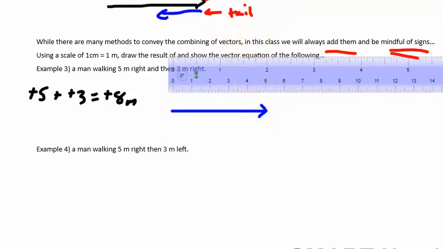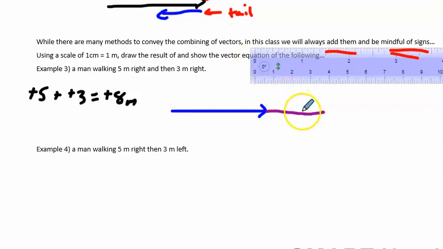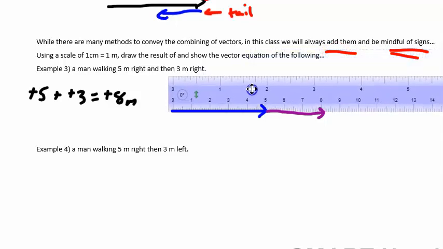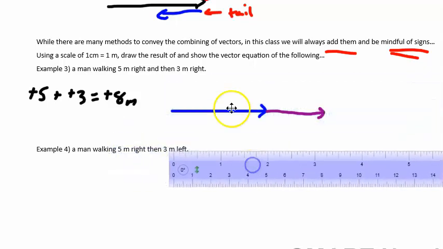Okay, and then we'll do a second vector from there, and it's going to be 3 meters, also to the right. A little bit wonky there, but hopefully you'll forgive me. And so what we see is this drawing is in fact 8 centimeters in length. What happens if he's walking 5 meters to the right and then 3 to the left?